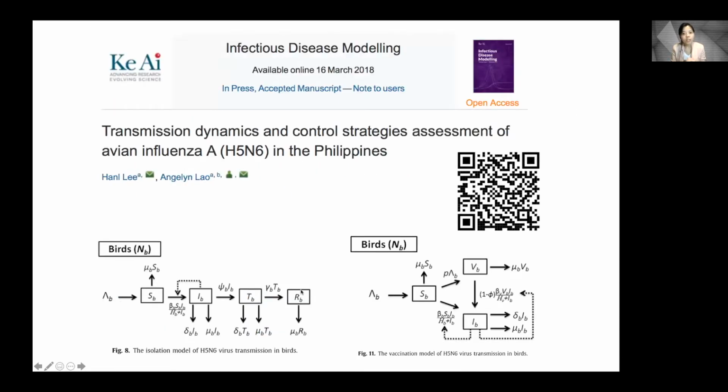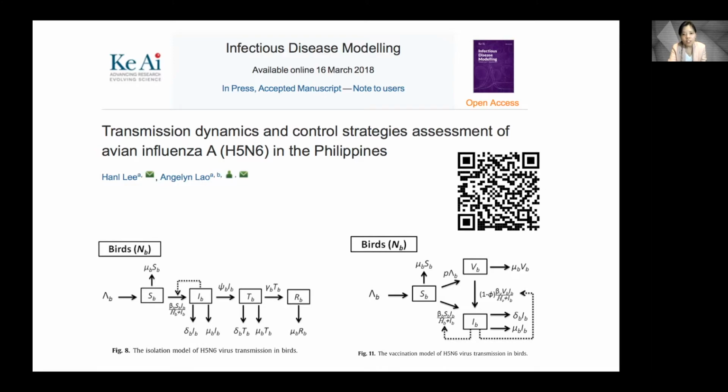Another example is we apply this also to study the transmission dynamics of avian influenza A in the Philippines. As a better alternative to culling the domestic birds, we try to propose alternatives to control and reduce the spread of avian influenza. So we modeled the efficiency of implementing isolation, the one on the left, and on the right, the proposal of implementing a vaccination strategy for the poultry.